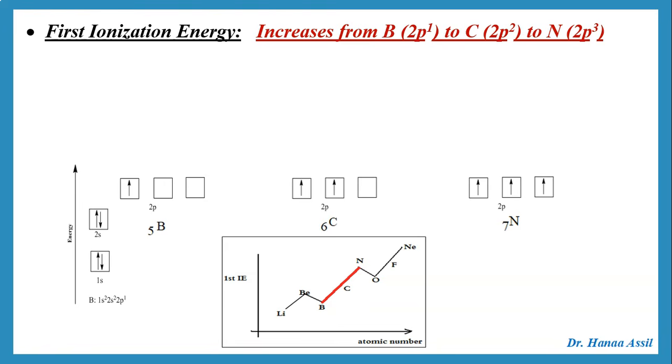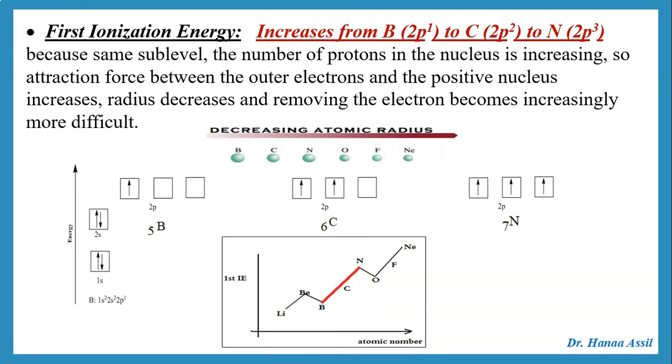So they're all being removed from the same sublevel, but we have an increasing number of protons, and that means the radius is decreasing as we go from boron to carbon to nitrogen. Therefore, same sublevel, the number of protons is increasing, so the attraction forces between the outer electron and the positive nucleus increase, the radius is decreasing, and so the electron is more strongly attracted to the nucleus and less easily, or more difficult, to remove.